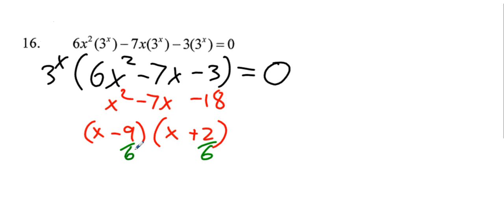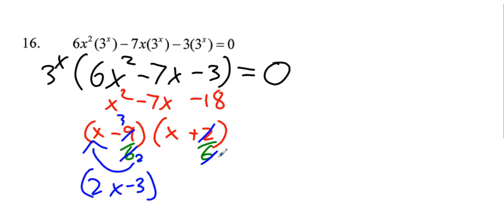So the 3 halves, and then you move the bottoms up. 2x minus 3. Reduce that to 1/3. And move the bottoms up. 3x plus 1.